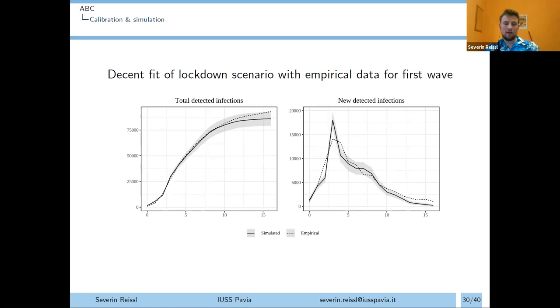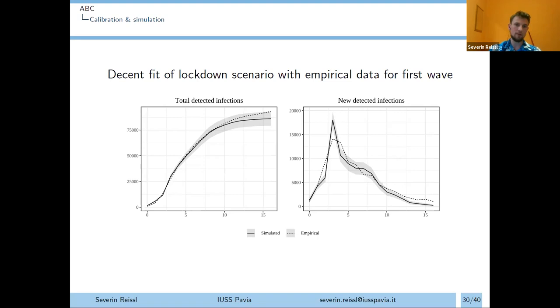If we compare the lockdown scenario, which is obviously the closest to the empirical scenario in the sense that empirically during spring there was a lockdown in Italy, if we compare this scenario to the actual infection numbers from the Lombardy region from February. So this is just for the first wave, meaning from February onwards until, I think in this paper, we stop around June. You can see that in the lockdown scenario, we are able to match the empirical numbers relatively well.